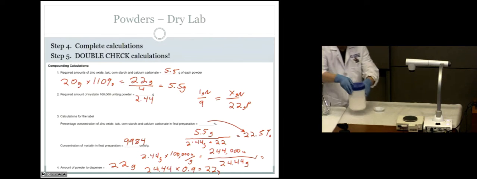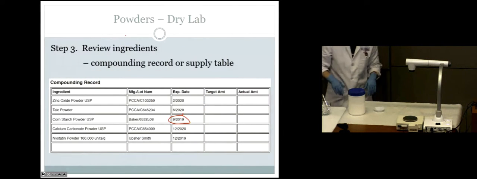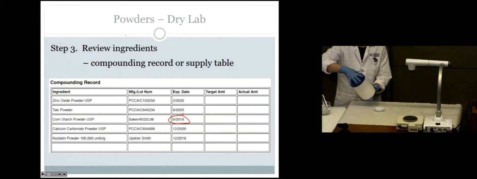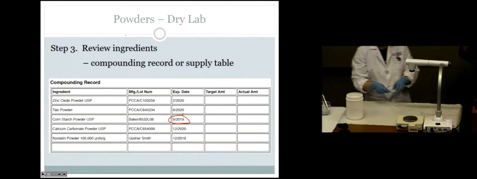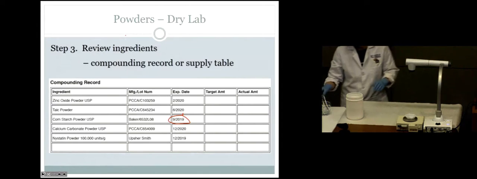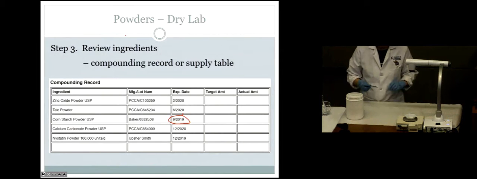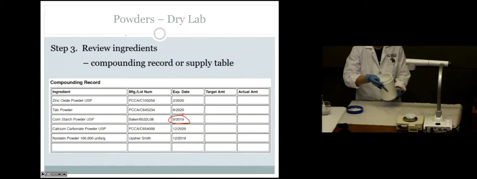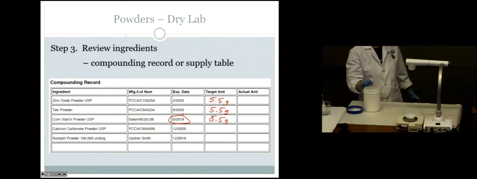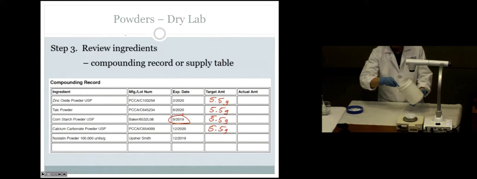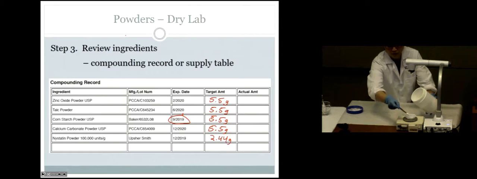Now, before we go any further, go back to your compounding record and look under the target amounts. The reason for doing these calculations is so that you now have the targets for what Judy is going to weigh up here. So it's very important that you write down those calculated values for each ingredient in the target weight. For zinc oxide, what was it? 5.5. Make sure you include units, grams. 5.5 grams. 5.5 grams. And 2.44 grams.